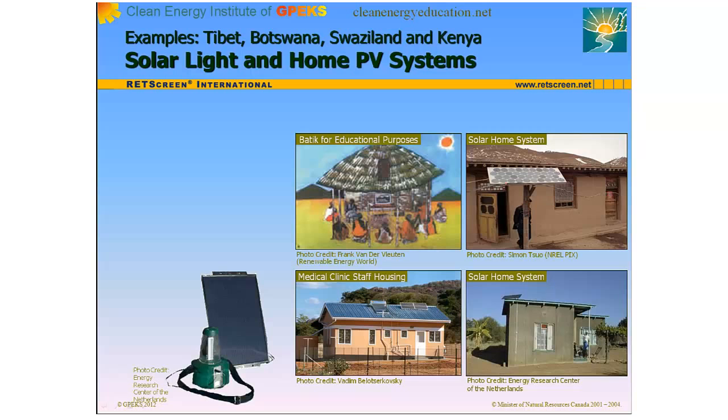Solar light and home PV systems. Examples from Tibet, Botswana, Swaziland, and Kenya.